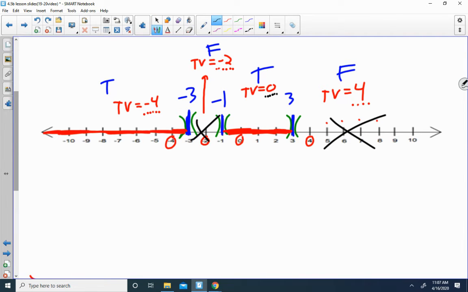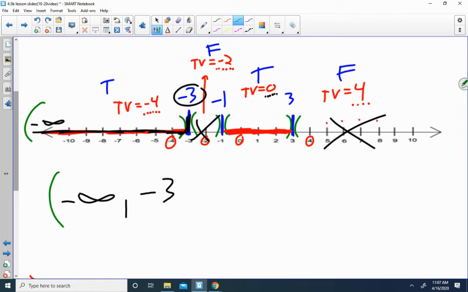For our first shaded answer, it shades from negative infinity all the way up to the blue border of negative 3. So negative infinity, comma, negative 3. And for the brackets, we're going to have an open bracket at negative infinity, and then at negative 3, it'll also be open.